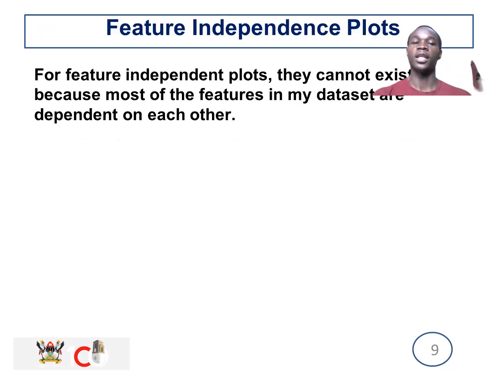Then we have what we call feature independent plots. For feature independent plots, since the variables in the table which I'm going to use in my data set are dependent on each other so that we can classify them into classes, I didn't come up with feature independent plots whereby each variable stands on its own. Mine depend on each other so that we can predict the disease, depending on the age, blood pressure, and other mineral salts within the body.